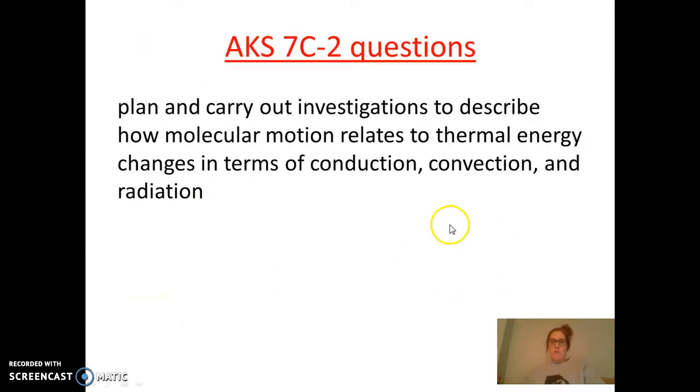All right, moving on to the thermal energy and how it moves. So we have conduction, convection, and radiation.